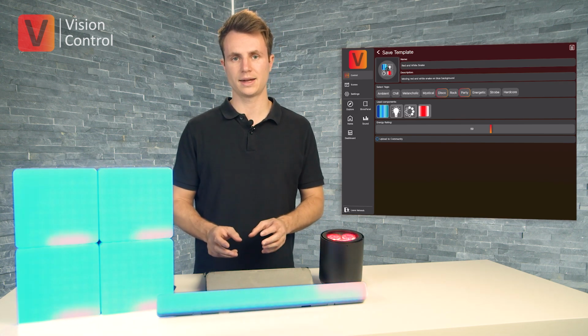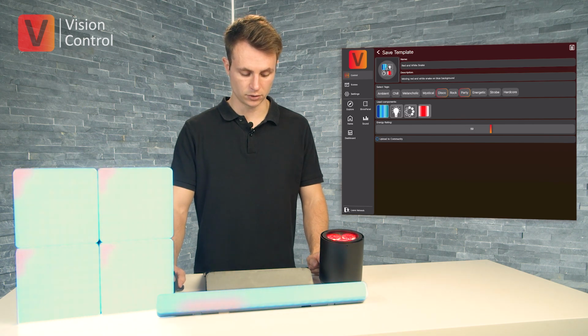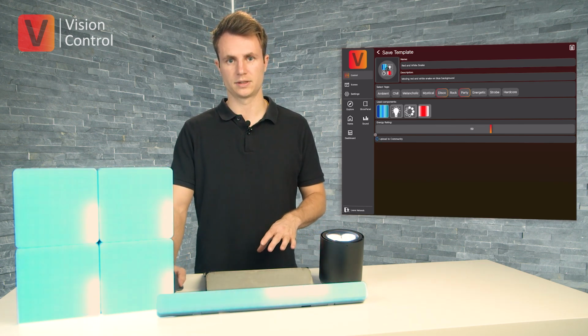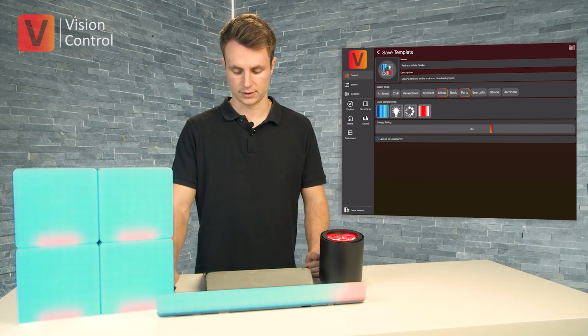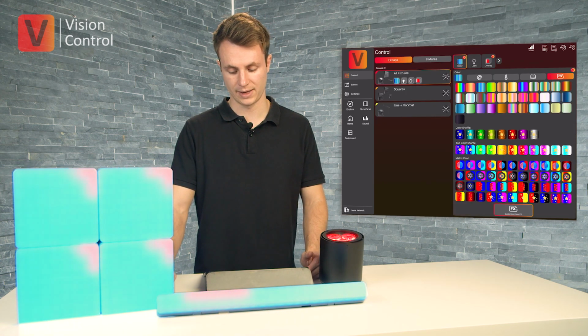If we want to add that template to our community, we need to add an image here and we need to add the check mark for the upload to community. But for now, we just want to save this template locally on our device. So let's click Save. To find the template, we just need to click here on the Play Template icon.